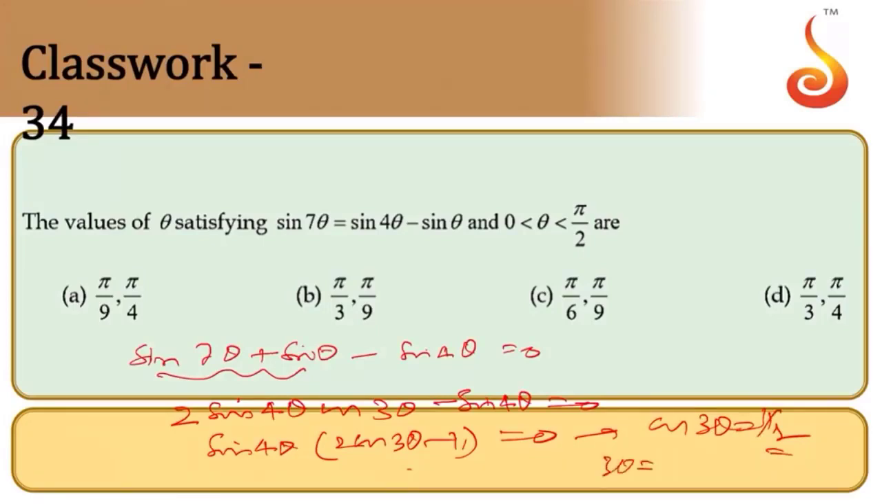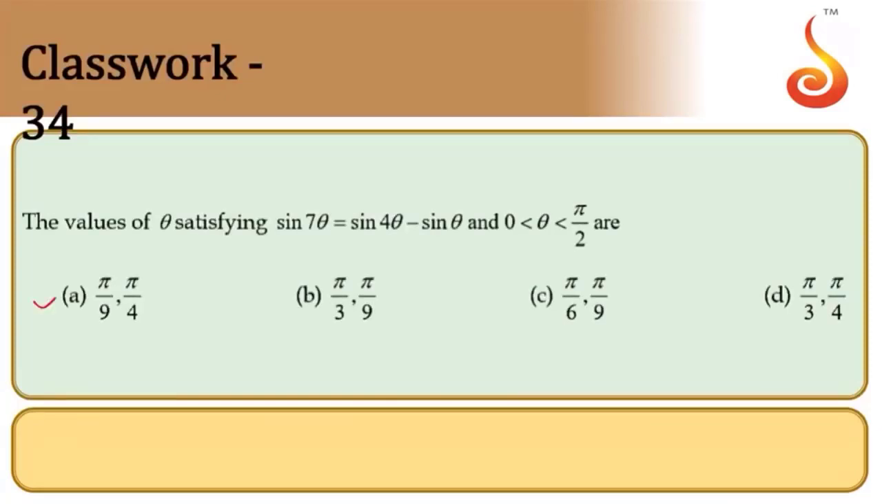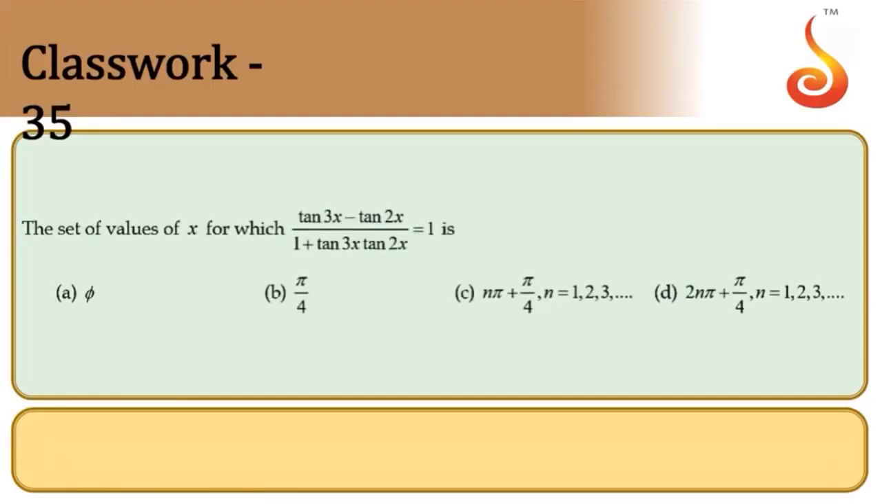So here the angle will be 3 theta equals pi by 3. So pi by 9 is a solution, one solution. And sine 4 theta equals 0 gives us odd multiples of pi by 2. So therefore theta equals pi by 4 would satisfy the solution for the problem. So the answer is A. Let me take up the next one.